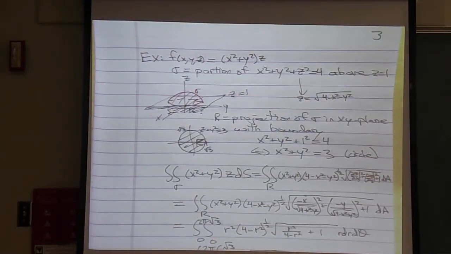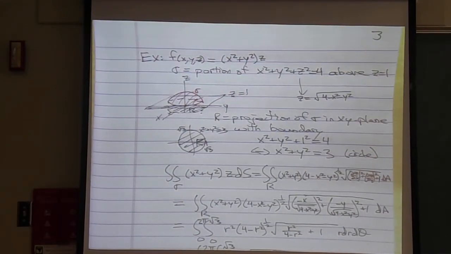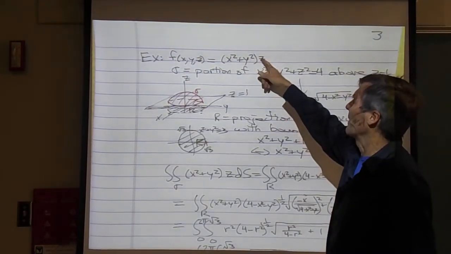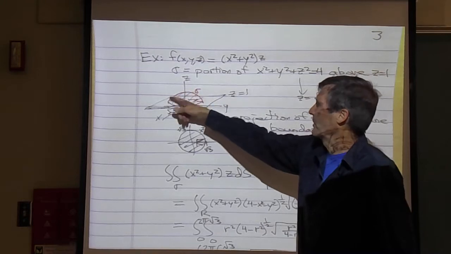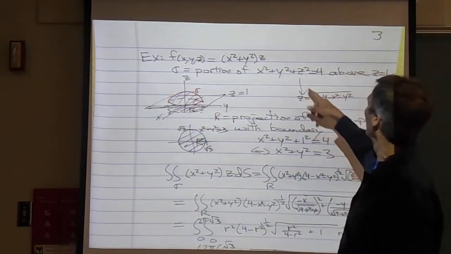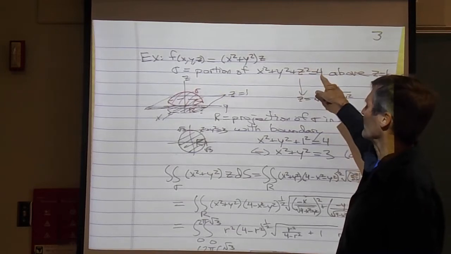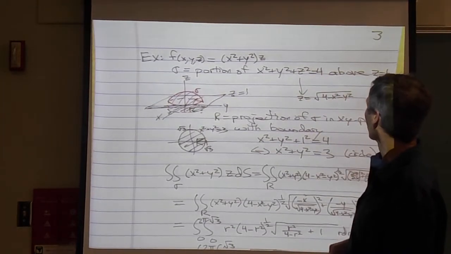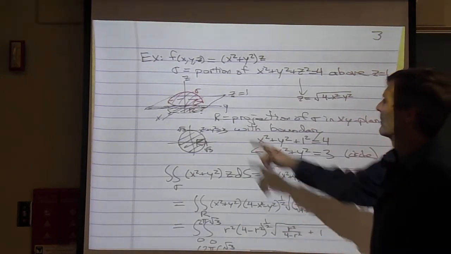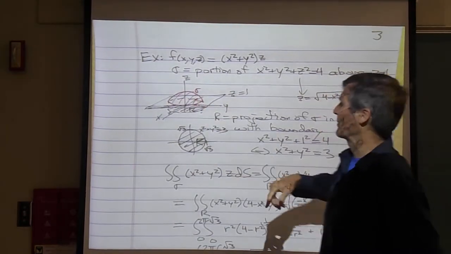Now let's try another problem. Some of these problems you need to switch coordinate systems, for instance. Here's one. Suppose I wanted to do the surface integral of x squared plus y squared times z over the portion of a sphere that's over the plane z equals 1. The sphere x squared plus y squared plus z squared equals 4 has radius 2, right? Well, let's see. Here I drew a picture. It always helps to draw the picture to figure out what you're doing.